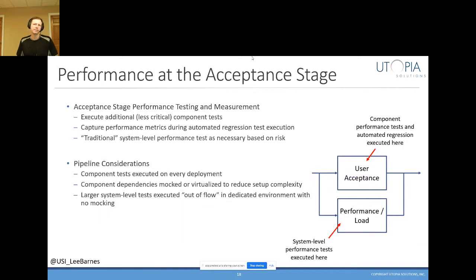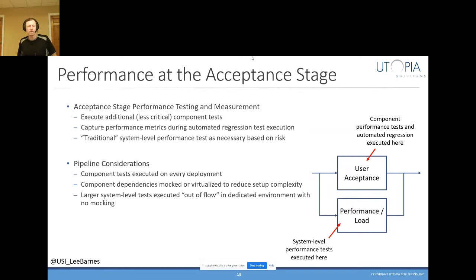So let's move on down to the acceptance stage. It's very common to have an inline environment where additional component tests can be run on single components or small subsets of components, but also an out-of-line environment where that more traditional level performance tests are run as necessary. For the inline environment, where you'll be running probably your automated functional regression tests, I also recommend capturing performance metrics, user-level metrics, browser-level metrics, as part of that effort, and those features can be added to an automation framework relatively easily by tapping into the browser performance APIs.